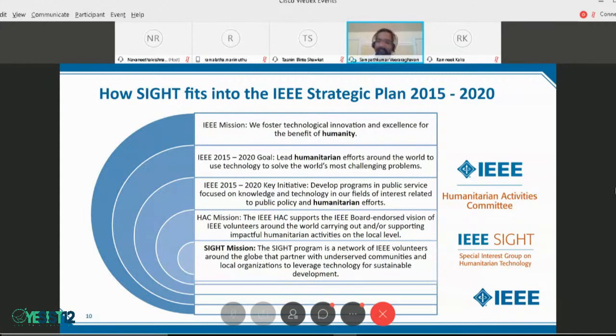And HAC is the committee which oversees, or where I would say SIGHT is based out of. So the Humanitarian Activities Committee, it's a board appointed committee, and its mandate is to create avenues where IEEE members can come together and leverage their skills to address the most pressing humanitarian problems. And SIGHT is actually the implementation mechanism. In other words, it is the feet on the ground initiative that creates this opportunity at the grassroots level.